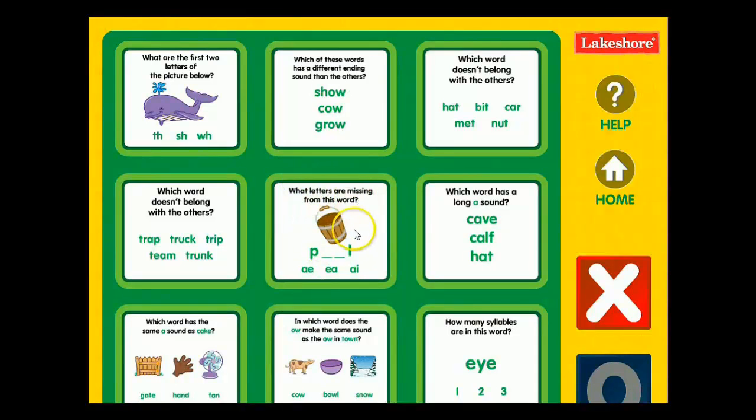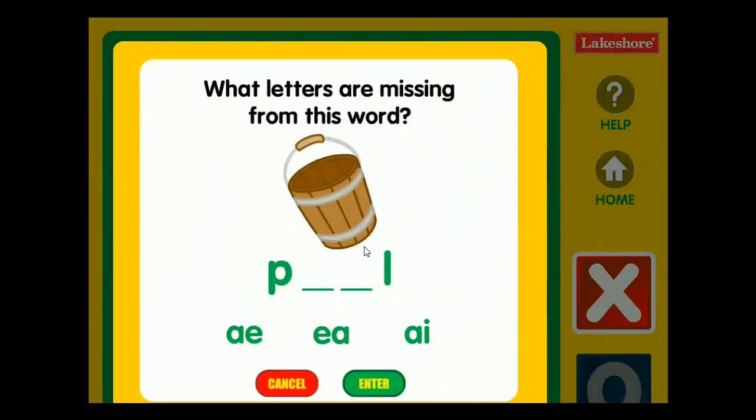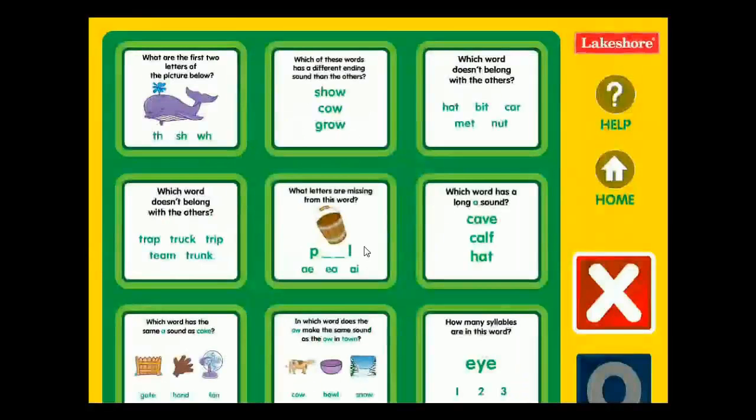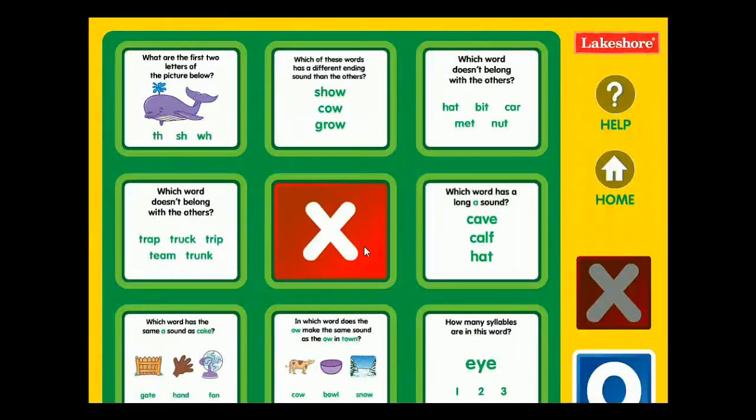What letters are missing from this word? This is a pail. Well, am I looking for AE, EA, or AI? What letters are missing? So I'm going to click on that one. I'm going to click on the AI and choose Enter. So I am Team X. See in the center that we now have an X. It's Team O's turn to go. So Team X just went, now it's Team O. So if you had 2 students playing this, you could pass the iPad to the other student. They could take turns, or the other team.